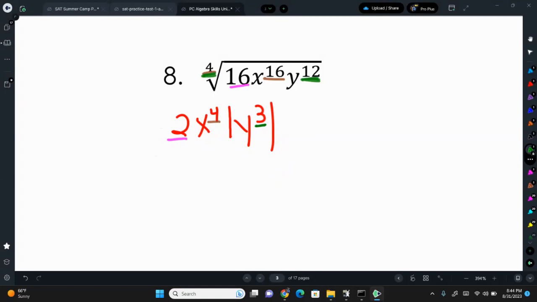So the more that you do these, you will be able to do them very quickly. You'll get good at looking at each part individually and then combining it all at the end.